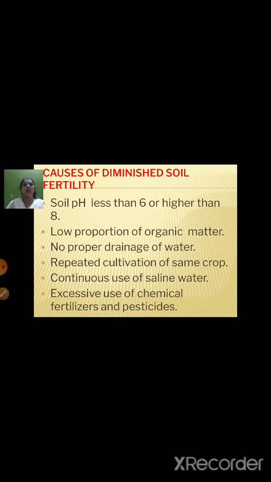Saline water means it's a mixture of salt plus water. And if there is excessive use of chemical fertilizers and pesticides, if you use chemical fertilizers and pesticides in excess quantity, then also you will have diminished soil fertility.